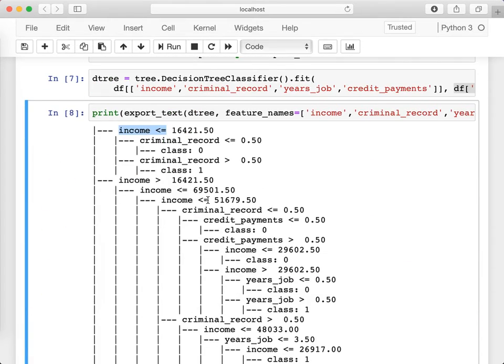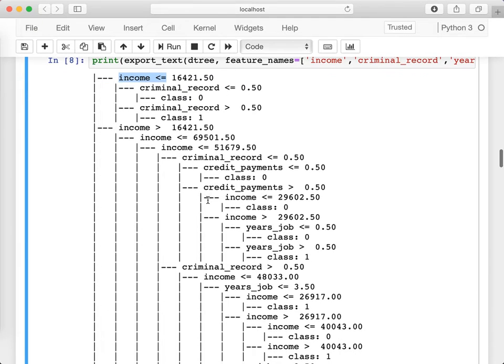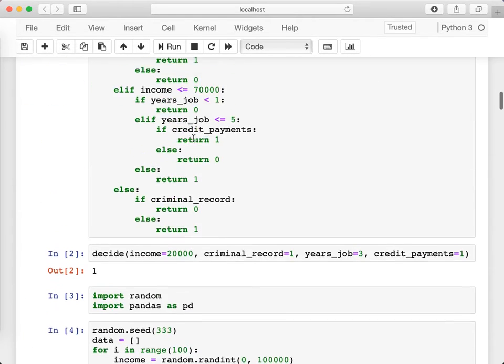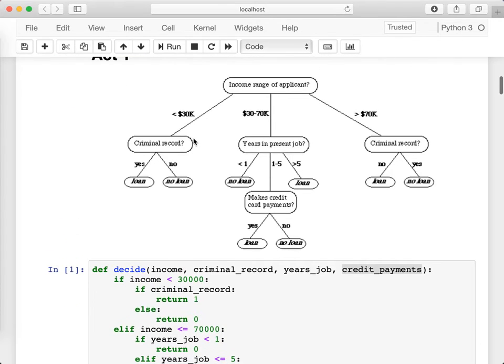We can go through the remaining steps in the decision tree. If income is not less than 16,421, it's going to look at another cutting point, which is 70,000, and it's going to make further decisions based on the other variables. So once again, it doesn't match exactly, but you can see that here it's picking some of the information that we have on the branching decisions.